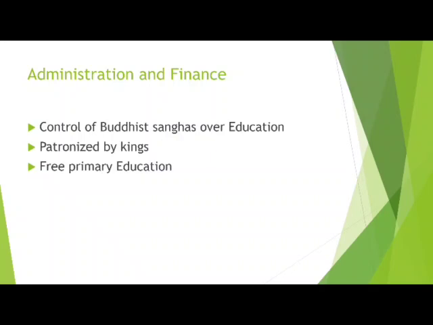Second point, patronized by king. This Buddhist education was patronized by kings and monarchs. Huge donations in the form of money and land were made for construction and maintenance of maths and viharas. The donations provided by the king were utilized for construction of maths and viharas.